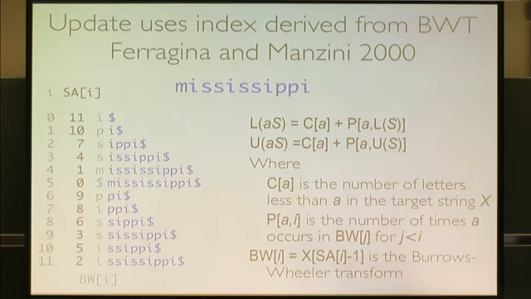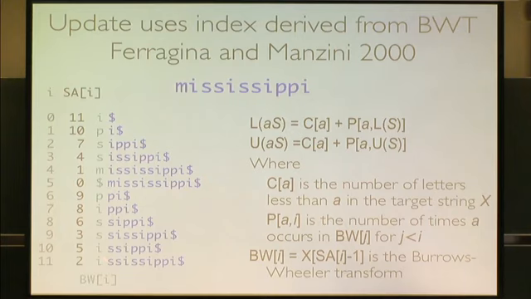This is the Burrows-Wheeler transform. We've got this sorted suffix array, the set of sorted suffixes, and for each one we write the preceding letter. So the thing before a dollar is an I, the thing before I dollar is a P, before IPPI is an S, before Mississippi is an M.